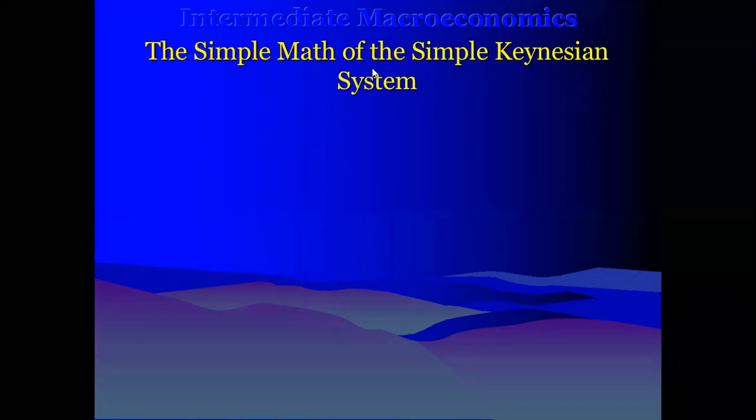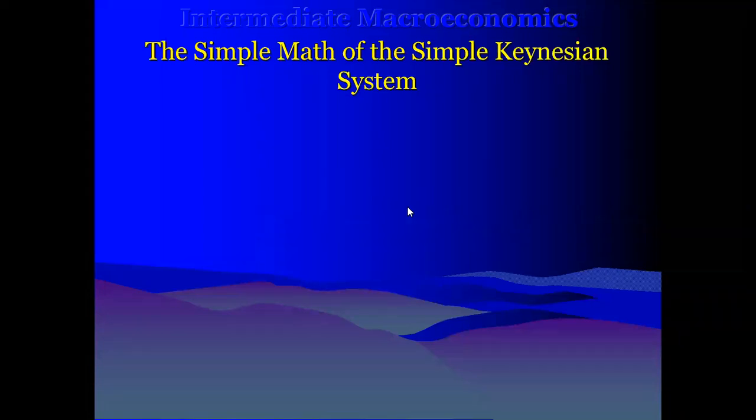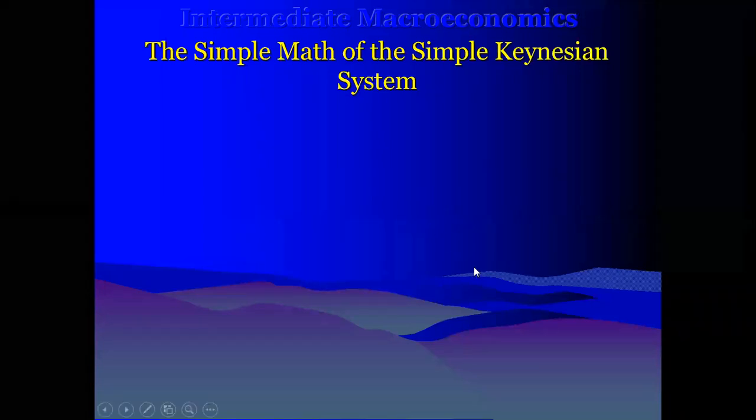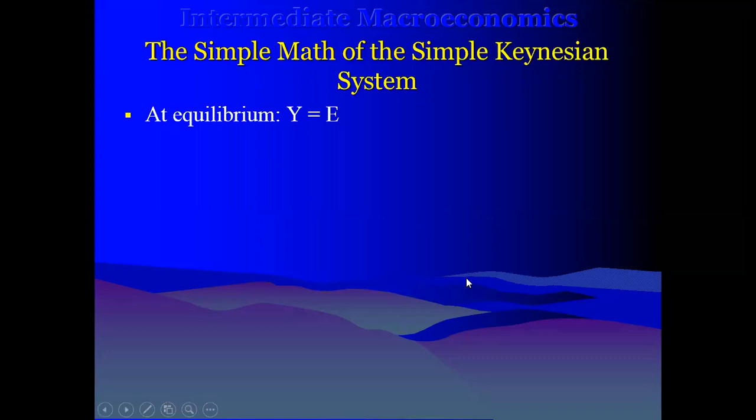We are looking at a simple Keynesian system, okay? In this system, at equilibrium, we assume that output is equal to aggregate expenditure. So Y should be equal to E.